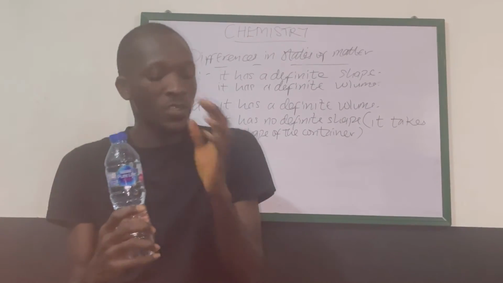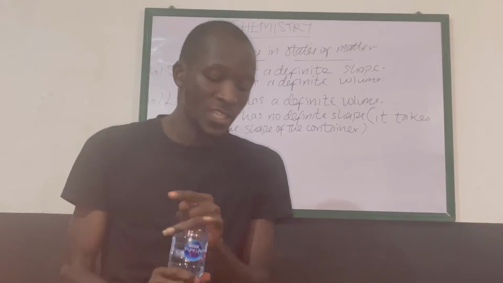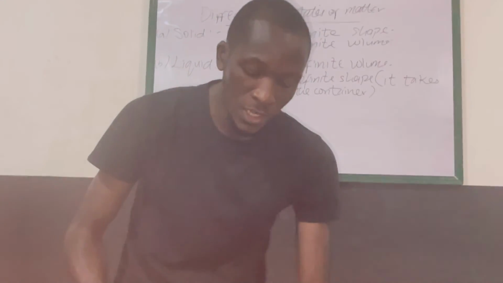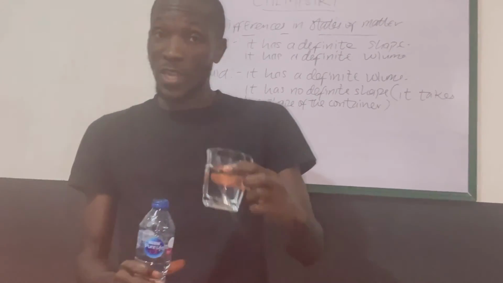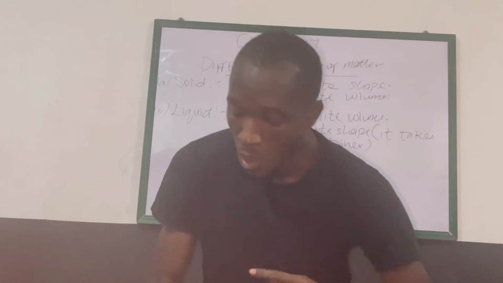But I want to do something else. I want to transfer this water from here into this bottle. Now you see that, into this glass, it will take the shape of the water. That's what it's just trying to tell us. You can see, now it's having the shape of this water. That's what it means, that it doesn't have a definite shape. It takes the shape of the container.